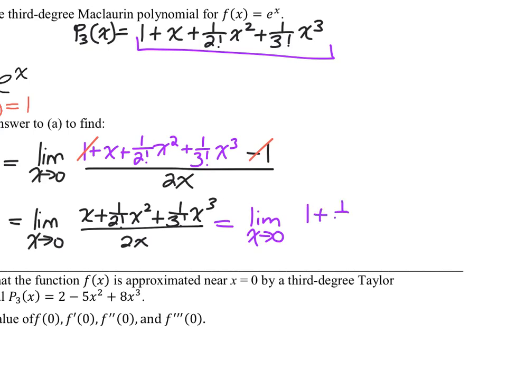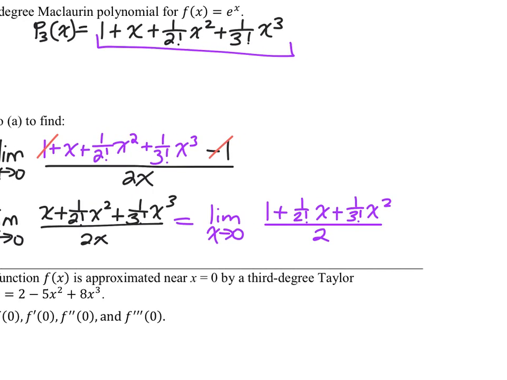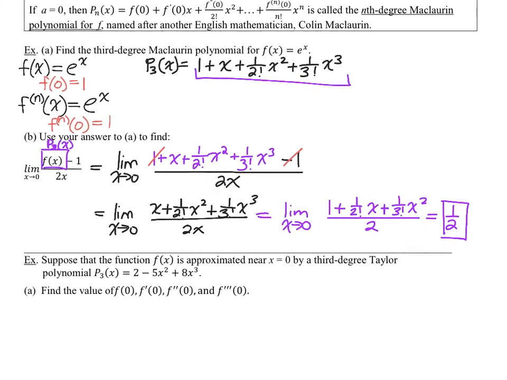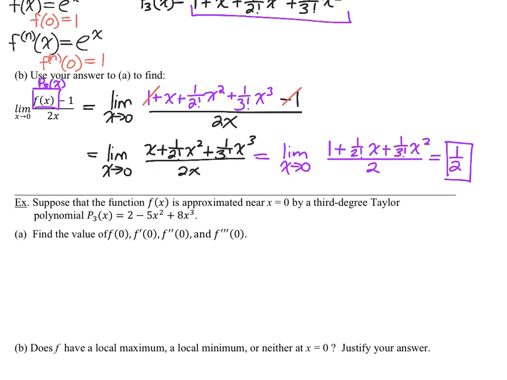1 plus 1 over 2 factorial x plus 1 over 3 factorial x squared, over 2. And then when we apply the limit, lo and behold, we get 1/2. Which is actually what you would have gotten if you applied L'Hopital's rule, replacing f of x with e to the x. Our first derivative would have been e to the x over 2. Apply the limit, you would have gotten 1/2.